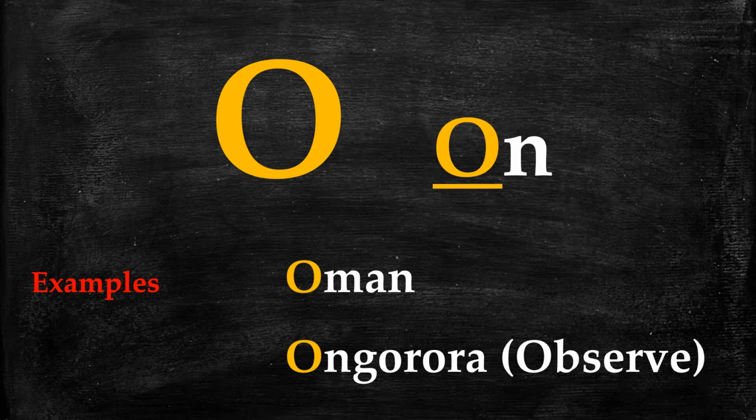O, as in on, on. And the country that I could find there, I think the only one that starts with O, is Oman, Oman. And the Shona word is Ongorora, which means to observe.